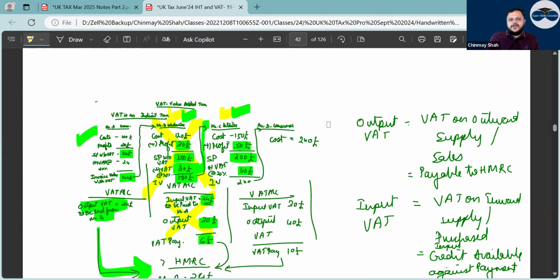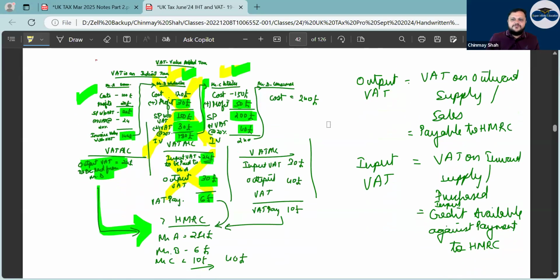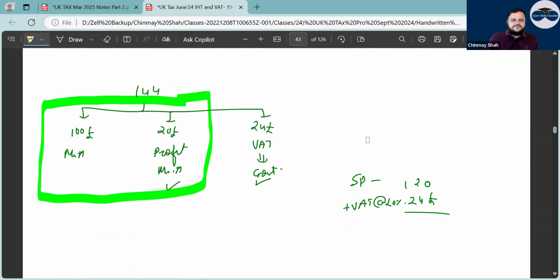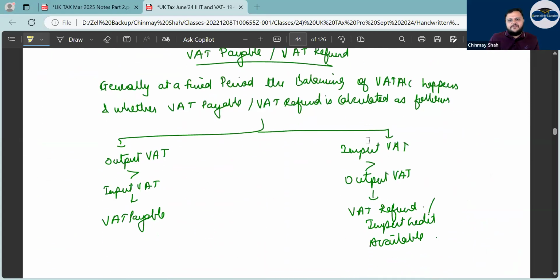Then comes the part of VAT, right? VAT is an indirect tax, correct? Output VAT, input VAT, right? There is a system where output minus input is your payable amount. If output minus input is negative, then you get a refund, correct? Have a look how the chain of VAT works. Now VAT payable or VAT refund.